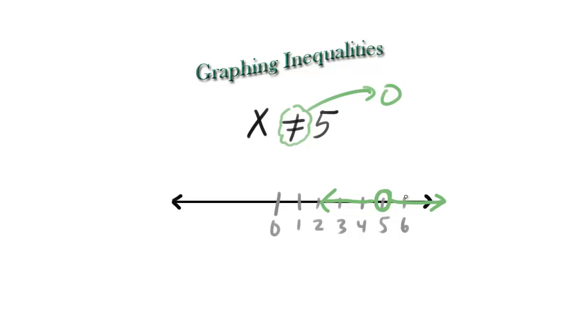Because you can have any other number for x that's not equal to 5, right? So we'll leave this open, because it's not equal to 5, and you know it could be 6, 4, 3, 2, 1, any other number except for 5. Okay, so that's why the arrows are pointing out in both directions. Okay, and that's it, and we're done.